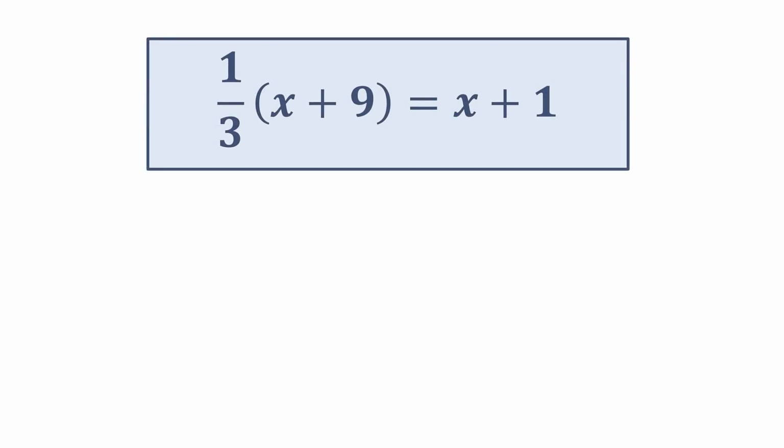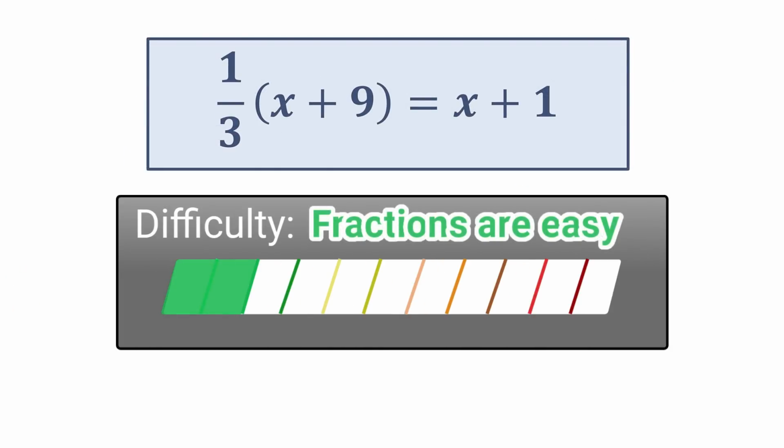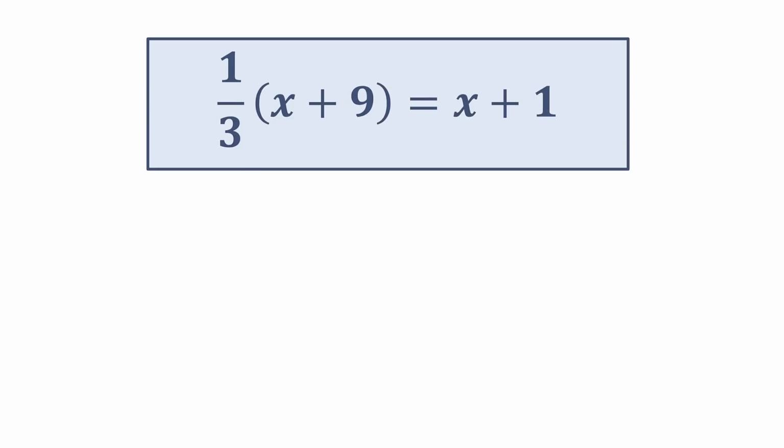Here's question number 2. This is another linear equation, so not too difficult yet. You might be tempted to try and distribute this 1/3, but I think it'll be easier if what I do is try and get rid of that fraction right away. I'm going to multiply both sides of this equation by 3.